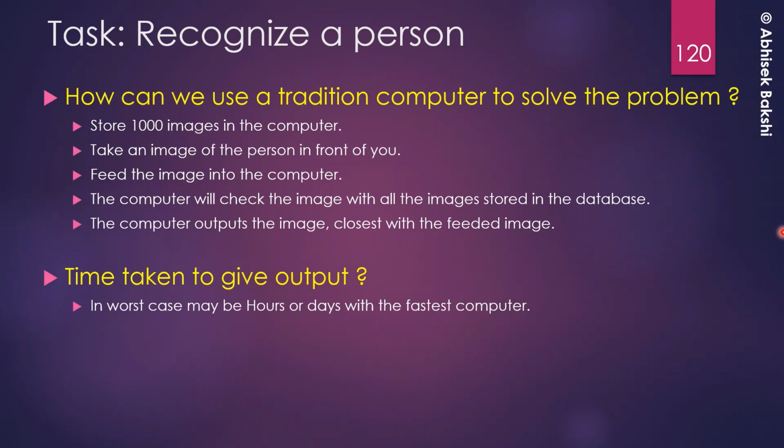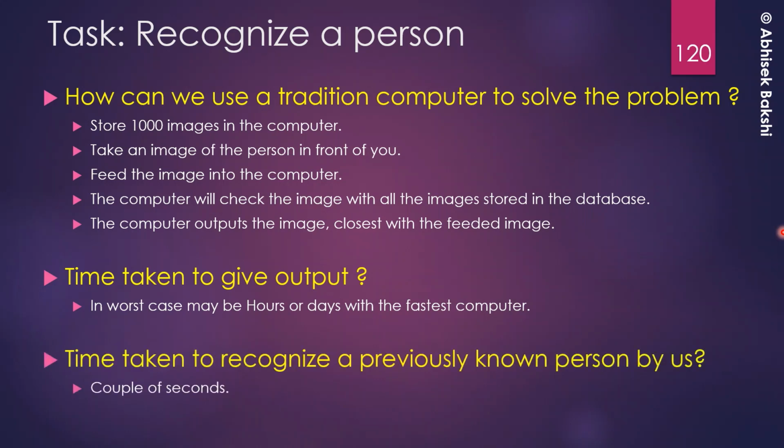But if the problem is given to you to recognize a person, how much time do you generally take? You will say it's basically a couple of seconds. Even if you have met that particular person a few years ago, still mostly you can recognize that person within a couple of seconds. So from this example, it looks like a human brain is much faster than a computer, right? But is it really true?